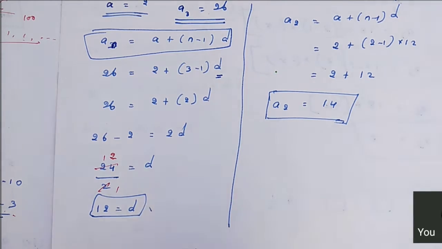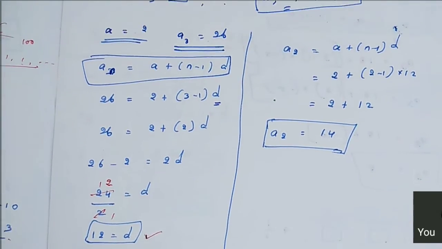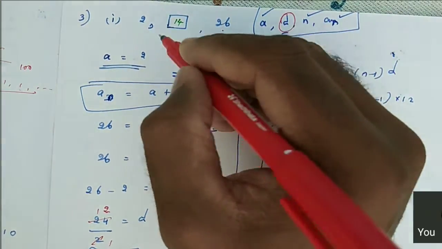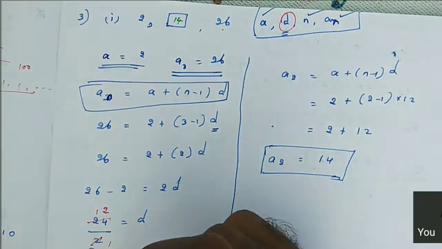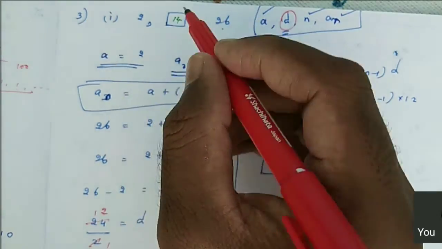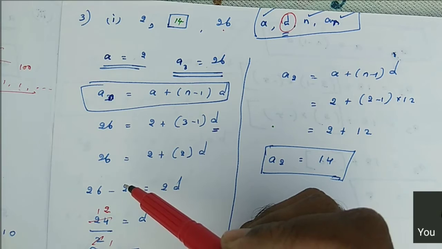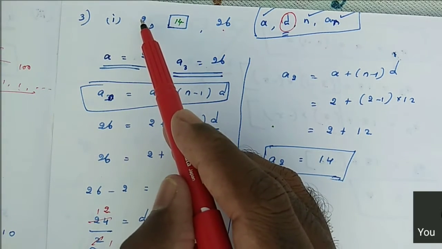Are you clear? So now we got a D value. That is D, I found it now. So now what is the second term? D value is 12. Second term, you should add it. That's all.